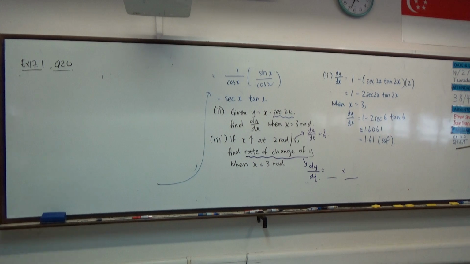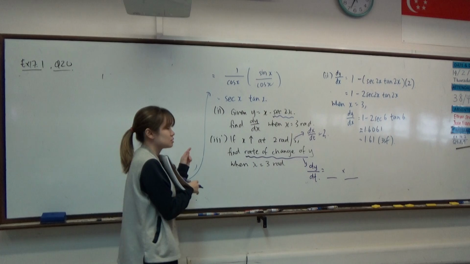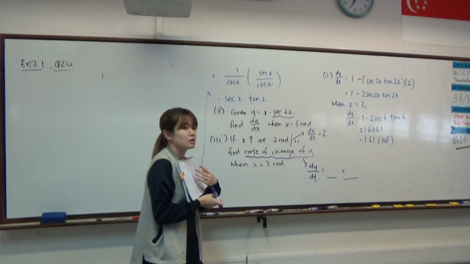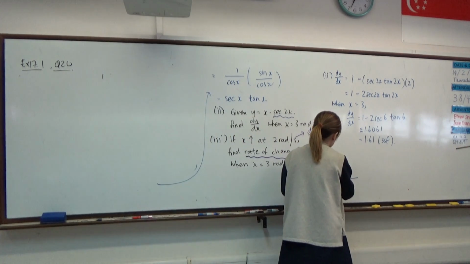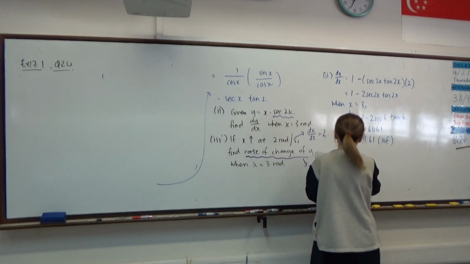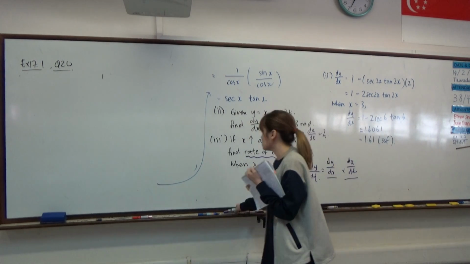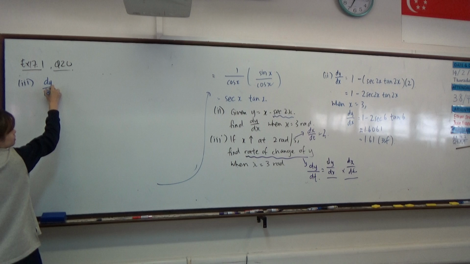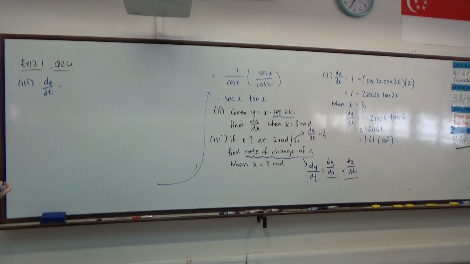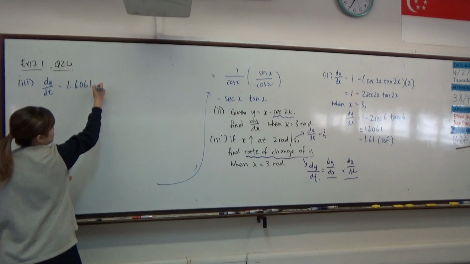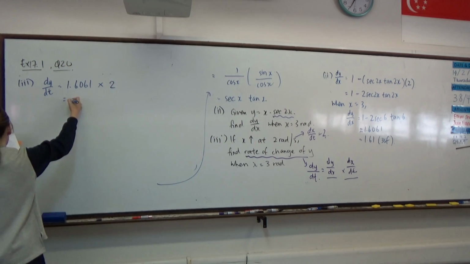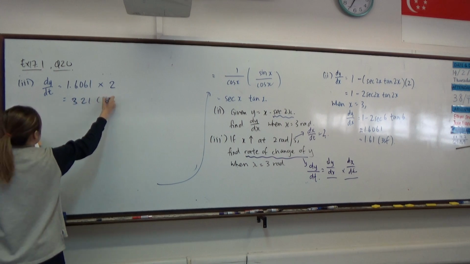Dy over dt equals to what times what? What are the two things? Dy over dx. Yes. Then dx over dt. Very good. So therefore, in this case, dy over dx is something that we already have, at x equals to 3, so the value is 1.6061, multiplying with dx over dt, which is equal to 2. So therefore, we will get 3.213.